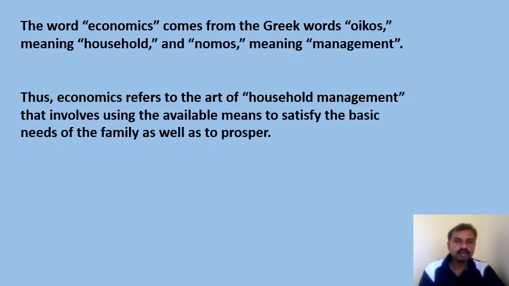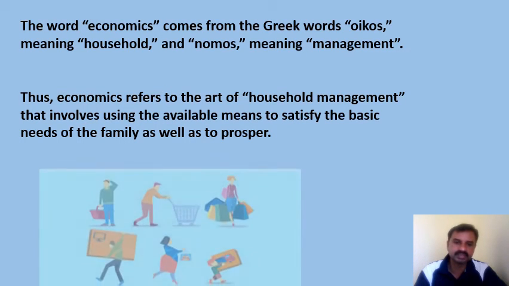So these are the important things which are studied by economics. And also you can find another important thing about economics: the word economics comes from the Greek words oikos and nomos. Oikos means household, nomos means management. Okay, economics means household management. That involves many of the basic needs of a family, as far as it includes business activities or economic activities.